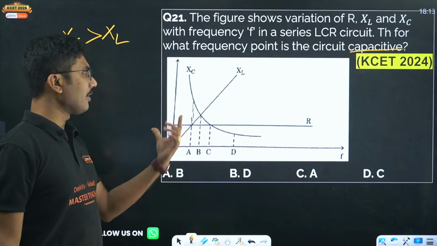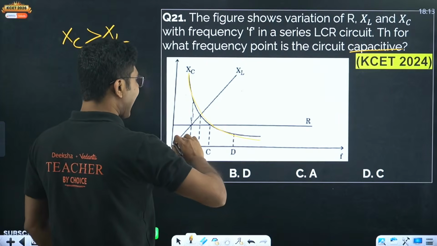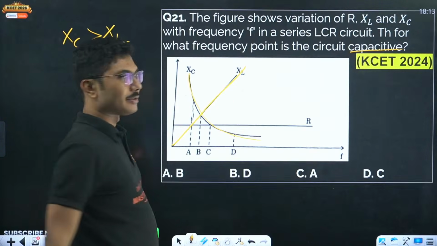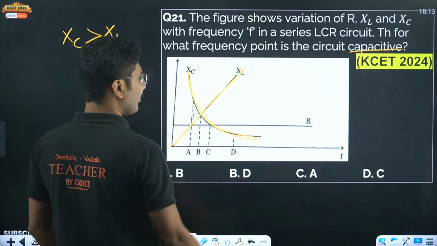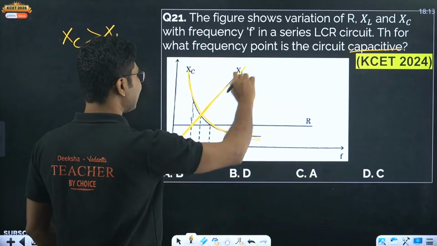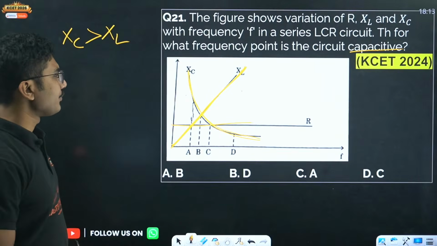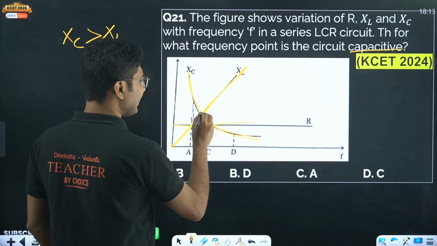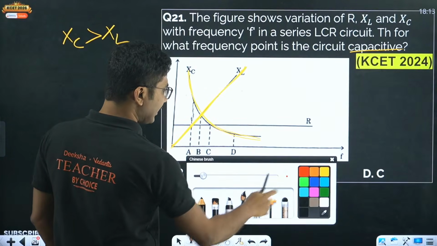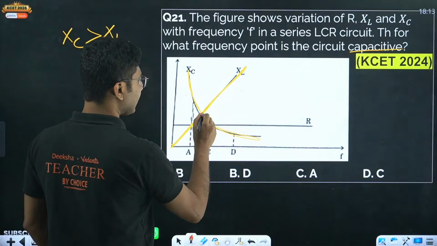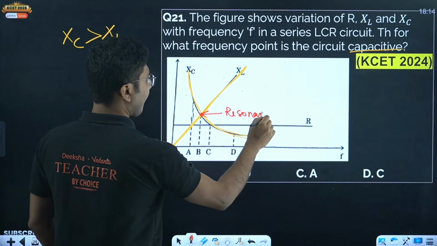Now if you see the graph here, with frequency XC is decreasing in a hyperbolic path, XL is increasing in a straight line path, and resistance is constant. Resistance does not play any role over here. If you see the point where XL and XC meet, that point is the resonance point. Here the resonance happens.